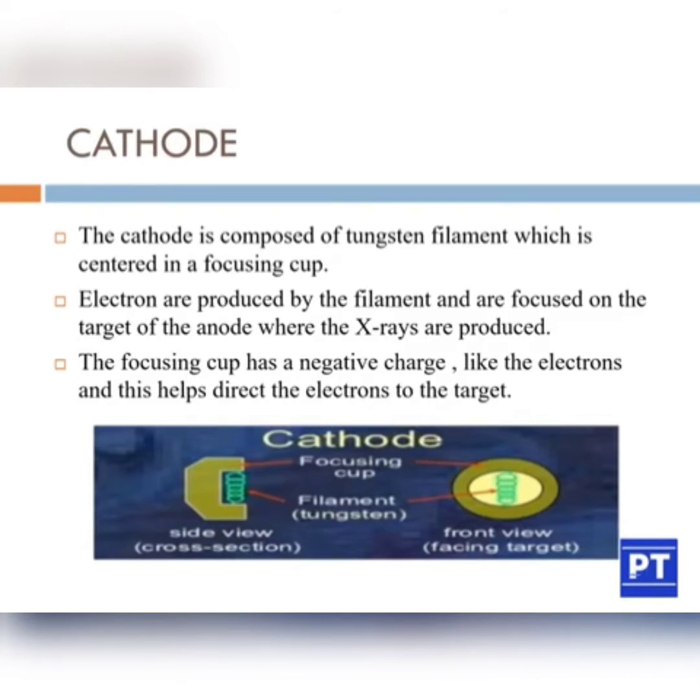The focusing cup has a negative charge like the electron. As you all know, the electron is a negative charge. So the focusing cup has a negative charge and this helps direct the electrons to the target. You can see a cross-section view of the focusing cup as well as the tungsten filament. It will be seen like a circular filament.